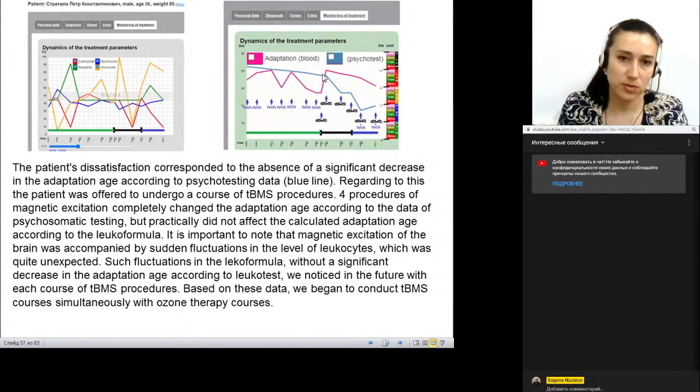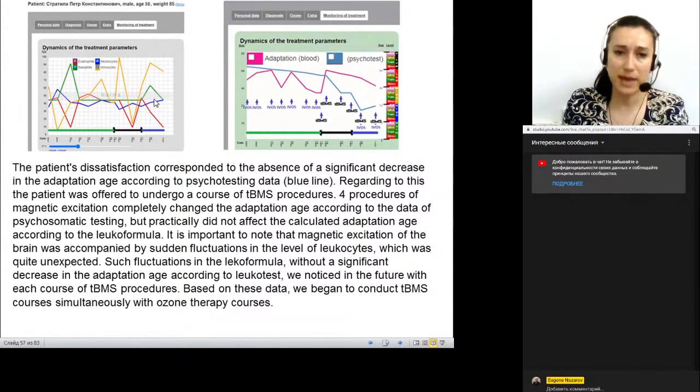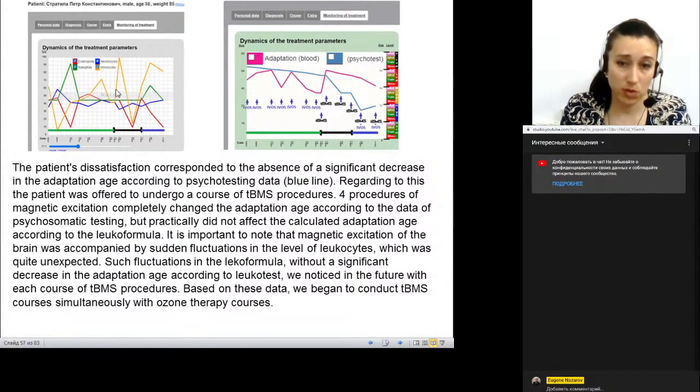Therefore, the patient was offered to undergo a course of BMS procedures. Four procedures of magnetic excitation completely changed the adaptation age of the patient according to the data of psychosomatic testing, but practically did not affect the adaptation age calculated according to the leukoformula. It is important to note that magnetic excitation of the brain was accompanied by a sudden fluctuation in the level of leukocytes, which was quite unexpected, and such fluctuation of the leukoformula without a significant decrease in the adaptation age according to the leuko test we noticed in the future with each course of brain magnetic procedures. Based on these data, we began to conduct these procedure courses simultaneously with ozone therapy courses.